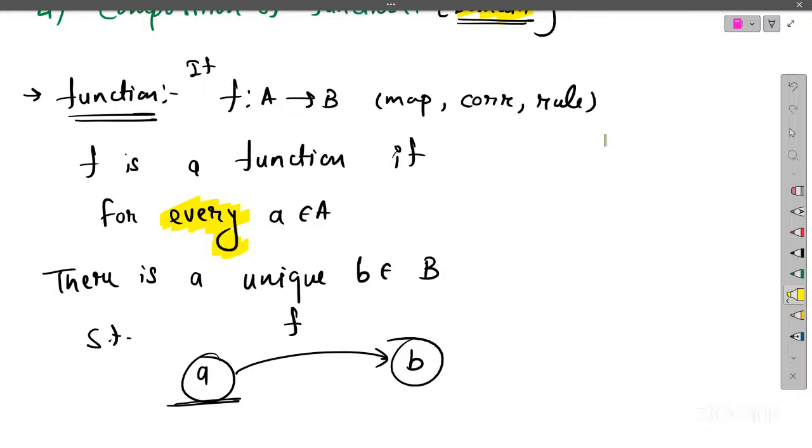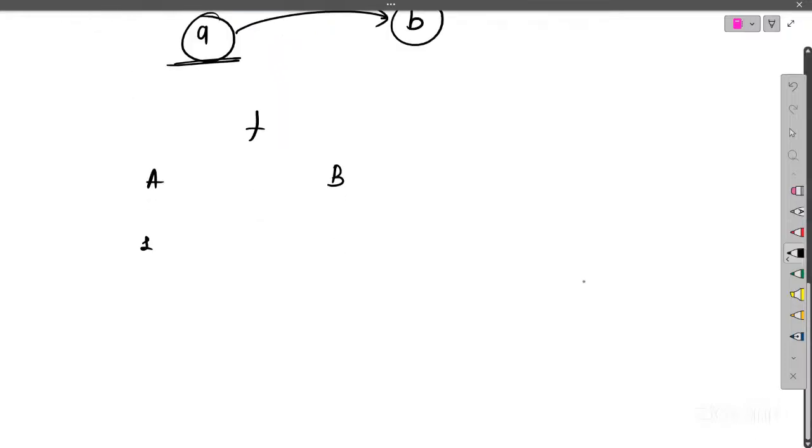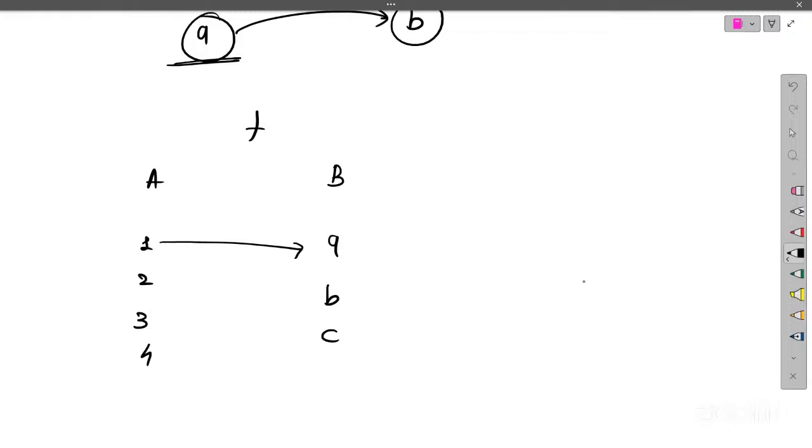If you have a map from a set to another set, and if that map satisfies these two conditions, that means for every value of a you have some output, and that output should be unique. For example, if I give you a map f from a set A to a set B, and suppose this set has four elements, 1, 2, 3, 4, and I map these four elements over some other elements of B. Suppose B contains some alphabet, say A, B, C. If I say that f maps 1 to A, 2 to B, 2 to A, 3 to A, and 4 to A, is this map a function?